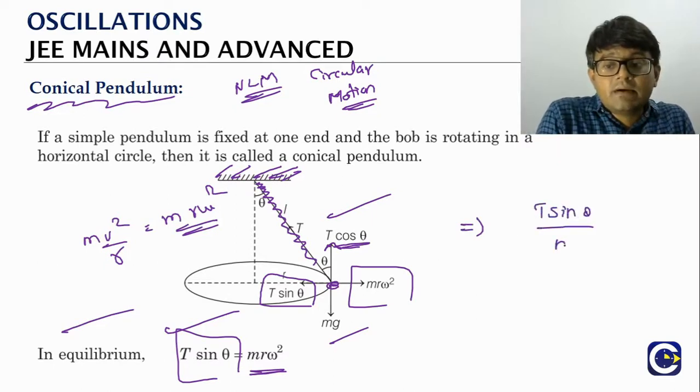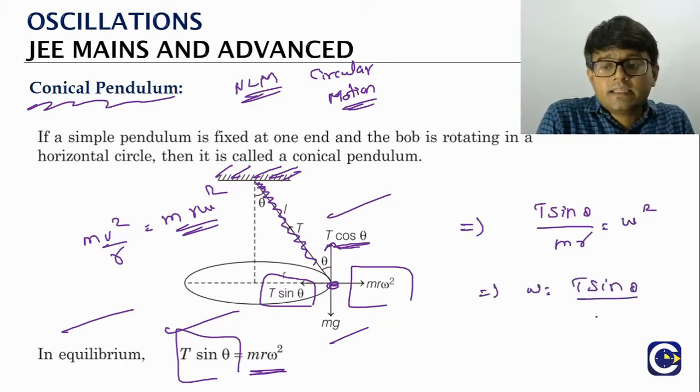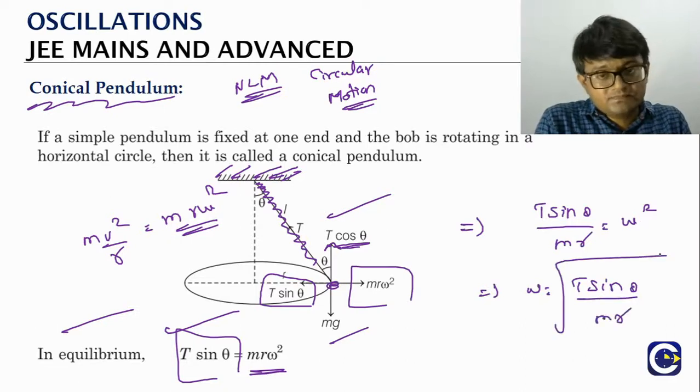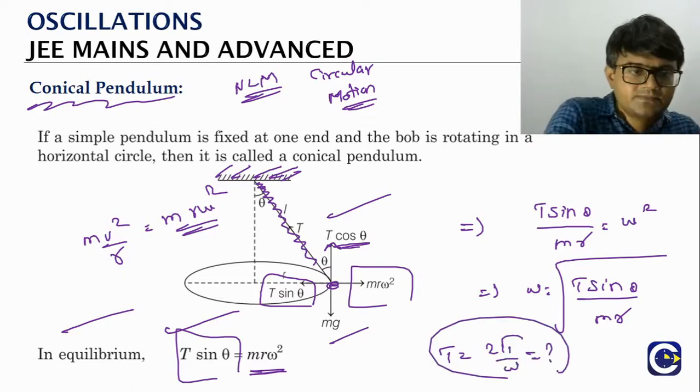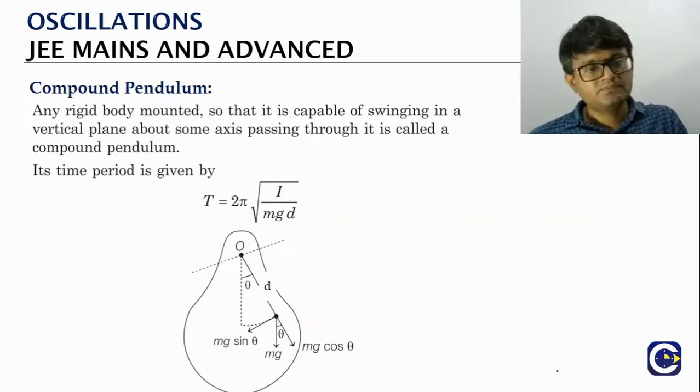From here what we will have is T sin theta by mr is equal to omega square, means omega is equal to T sin theta by mr whole root. Now once we get omega, we can find the period, right? What is the period? 2 pi by omega, that's it. So that is about the conical pendulum.